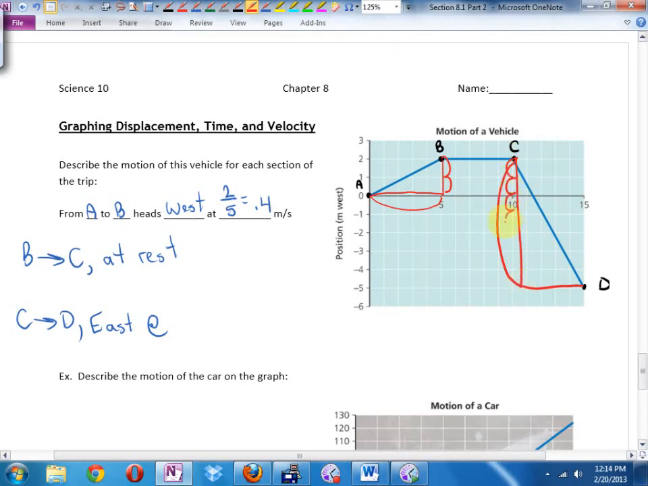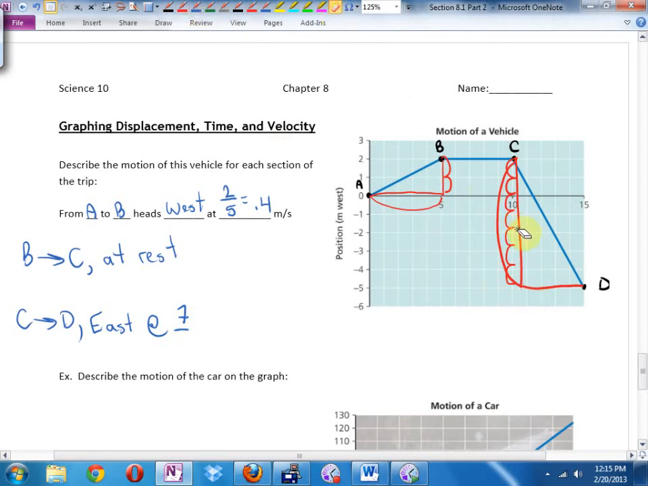1, 2, 3, 4, 5, 6, 7. Now, I can't say -7. Since I said east, I think that's going to include the negative. Or if you said negative, I would be okay with that. But east in this graph is negative. The rise is 7 over, what's the run?